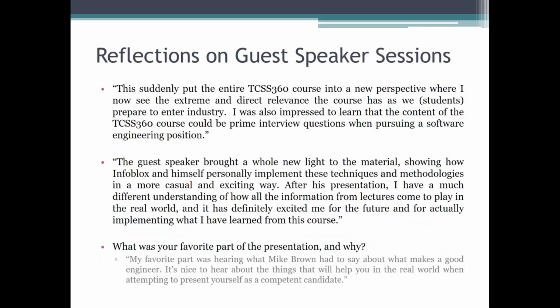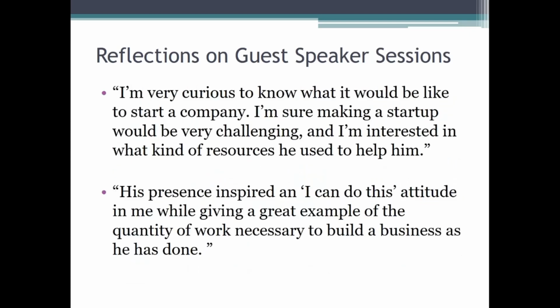And these are some of the reflections from the students on the guest speaker sessions. Perhaps I would like to share with you maybe on the next slide. This is one of the students writing, I'm very curious to know what it would be like to start a company. So in other words, the student now is thinking in terms of entrepreneurship. They might think of actually creating their own company. Now they have a role model from industry who's successful, and they can follow that role model.